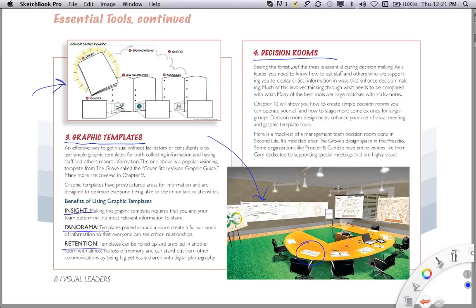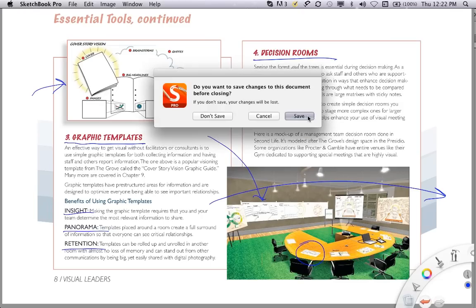A fourth are decision rooms. Decision rooms are special environments like this picture of our conference room at the Grove, which I've simulated in Second Life. People sitting at a table like this and being able to actually see the sweep of their thinking can make much better decisions about things. And there are a number of exercises in the book that show you simple ways to do things with sticky notes on four-box grids and other kinds of templates. So decision rooms is a fourth essential tool.